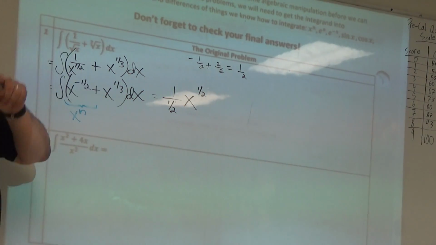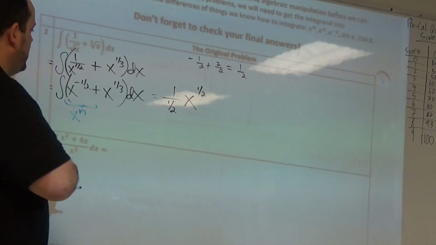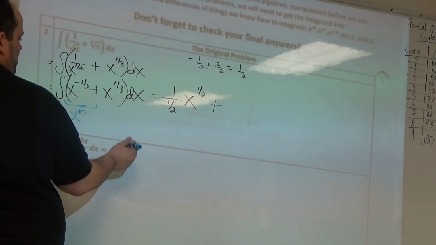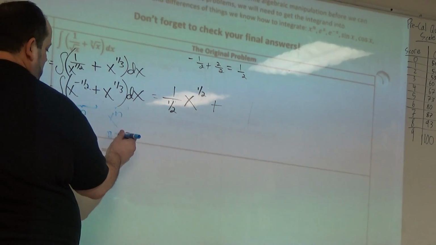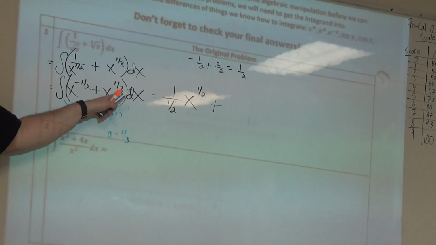You might even know it's 2. But let's come back. Plus, now I need to find the antiderivative of x to the 1/3 power. Well, x to the 1/3, that's still x to the n. But now n's going to be 1/3. Add 1 to the power.